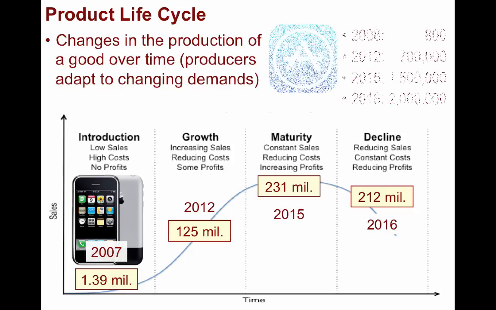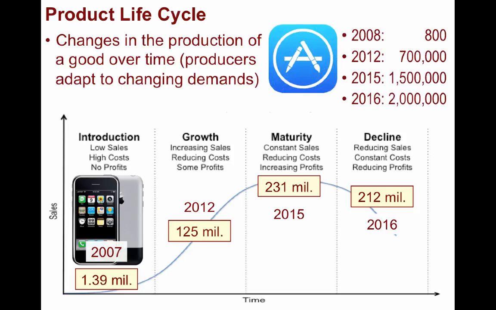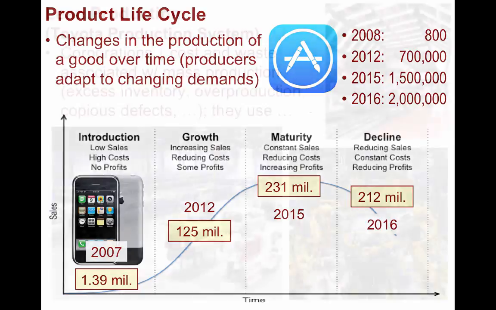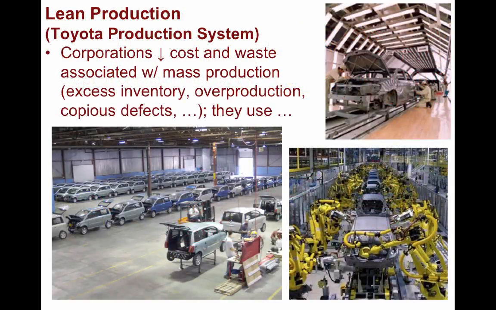The App Store opened in 2008 and had around 800 apps in that year. By 2012, there were over 700,000 apps. In 2015, that number swelled to 1.5 million. And by 2016, it has continued to grow to over 2 million. Corporations still engage in mass production, but it is handled differently than during the Fordist era. In some circles, it is referred to as lean production, which was first pioneered by Toyota back in the 1980s.